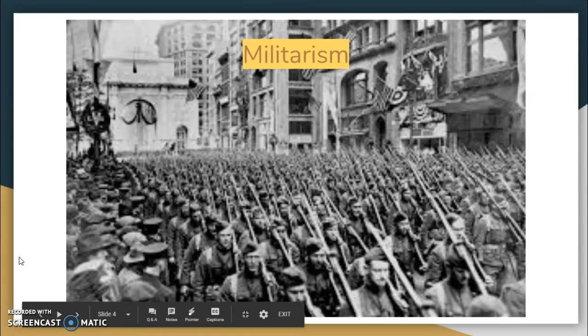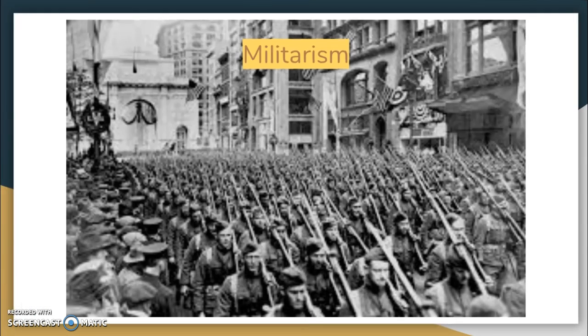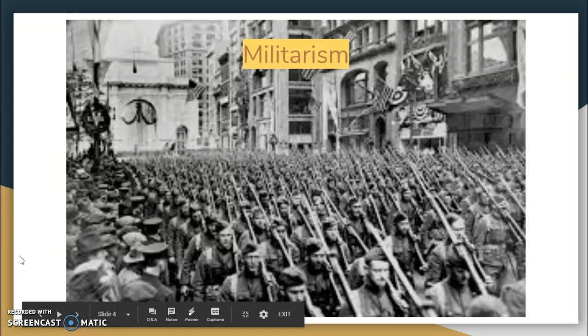Our first major cause of the war was militarism. This image showcases the pride of the military. Countries began to pour money into their militaries and weapons research. This leads to an arms race in Europe.